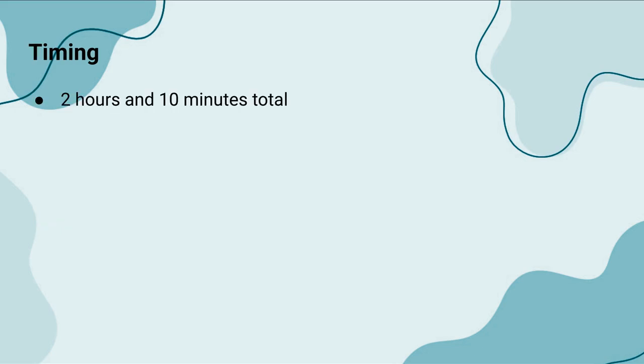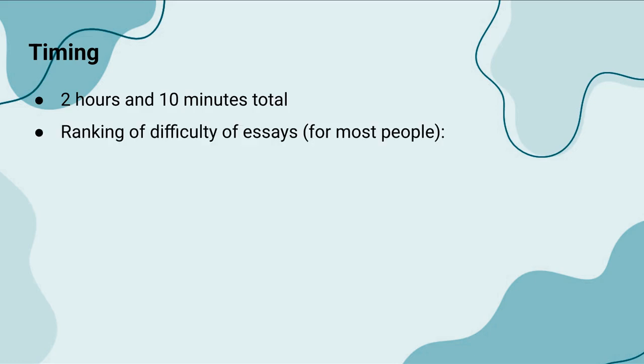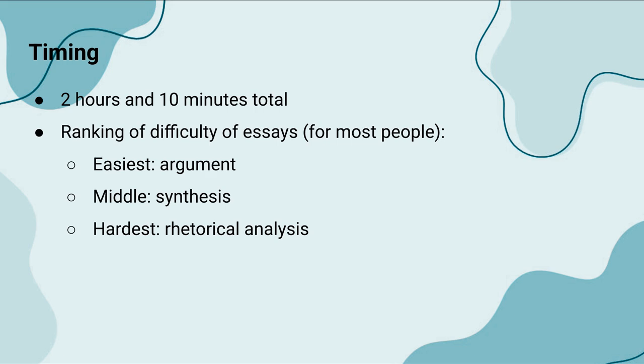Here are some things with timing. Firstly, you have 2 hours and 10 minutes total. We said this a lot, but the timing isn't broken up per essay. There's obviously so many ways to suggest it. However, it's 2 hours and 10 minutes total. Here is the ranking that I have found for most people, the ranking of the easiest essays to the most difficult. So the easiest is the argument, then the synthesis, then the rhetorical analysis.